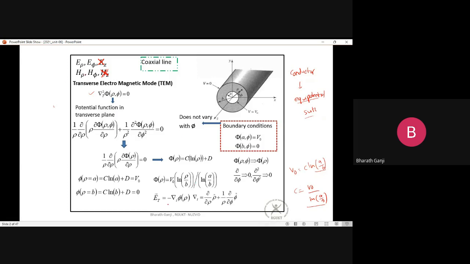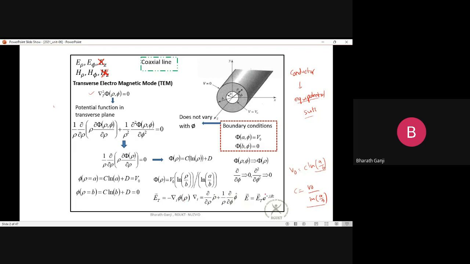For the electric field, I need to take the gradient of it, and I have to take the gradient in the cylindrical coordinate system, because we are doing the analysis in the cylindrical coordinate system, and it is a transverse gradient. If it were a complete gradient, you might have seen del by del z also, but as we have derived previously, we are doing the analysis completely in the transverse plane. So the transverse components of the electric field are given by the negative of the transverse gradient of the potential function. The potential is not a function of phi, so this term goes out. All you have to do is take the derivative with respect to rho.